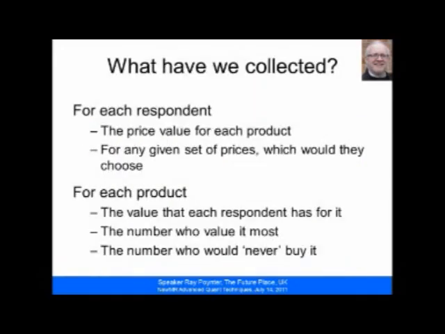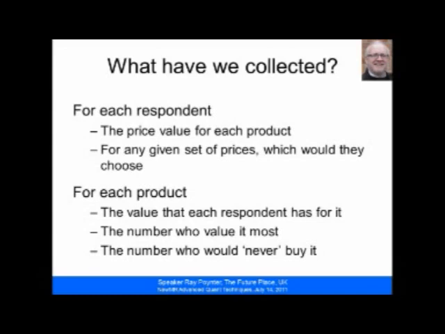What do we collect through that process? Well, for each respondent, we collect the price value for each product. All of the products that didn't make the evoked set, we say, are not going to be purchased at sensible prices. For those that did make it into the test, we have the value that the respondent puts to it, which means if we put prices by those, we can work out which they would choose, the one which has the biggest difference between the value they ascribe to it and the price it's on offer.